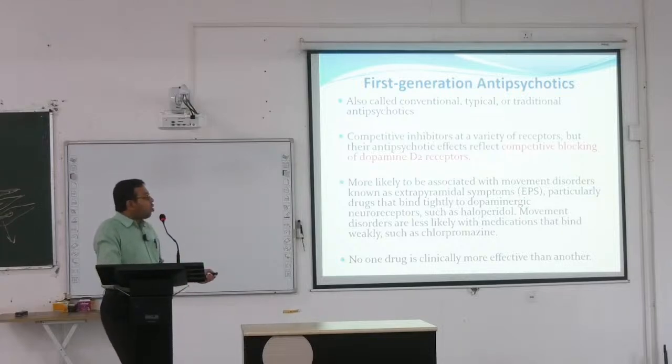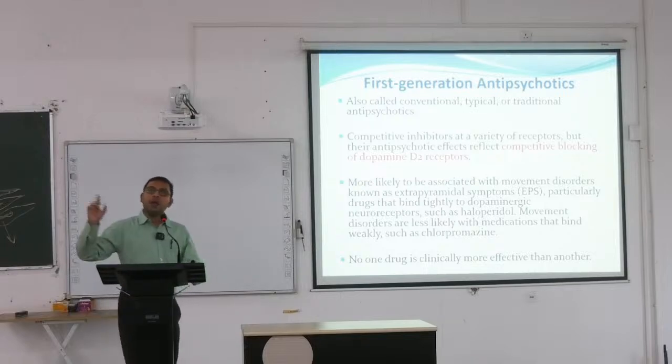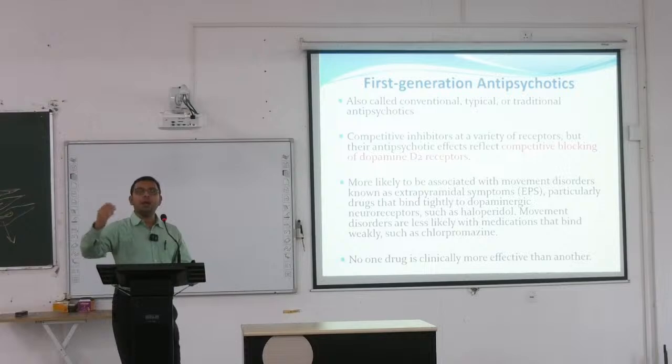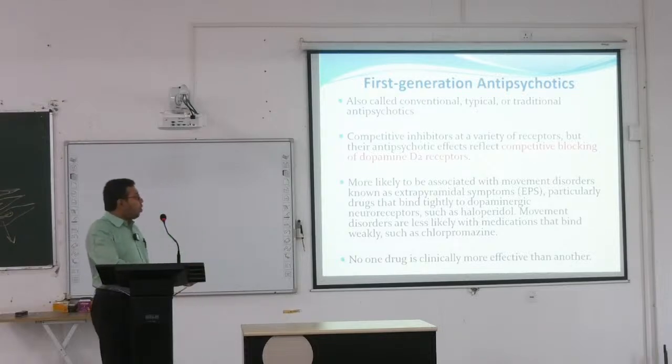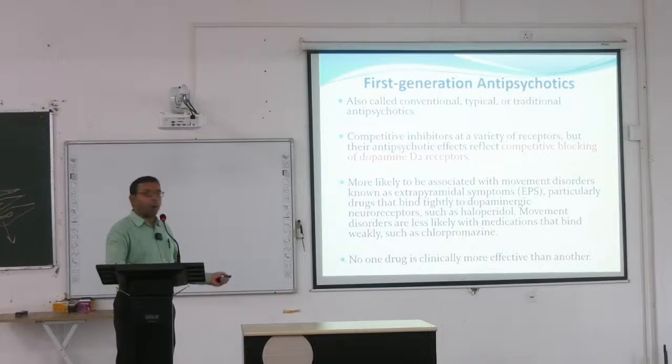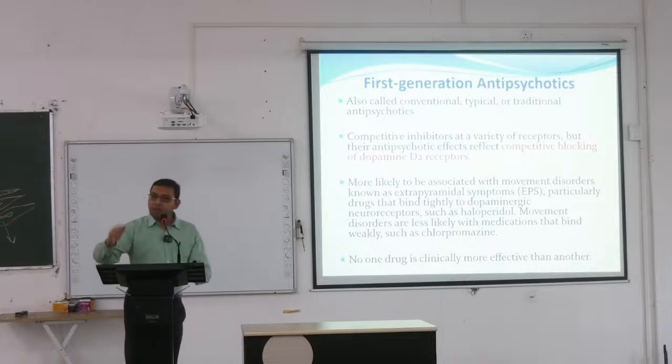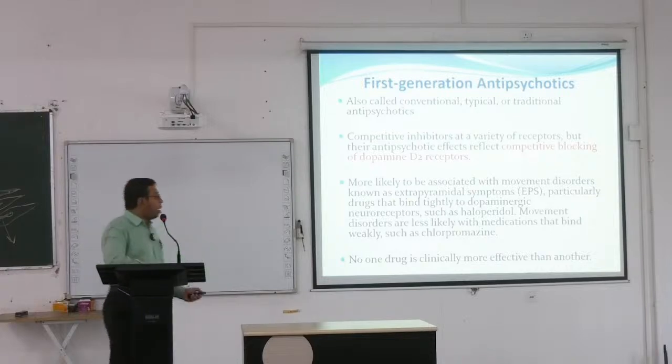And these are also associated with movement disorders. Those drugs that block the dopamine receptors also cause some types of movement disorders. These are the adverse effects of these typical antipsychotic drugs. These are also known as the extrapyramidal symptoms. Extrapyramidal symptoms are most commonly seen in typical antipsychotics, lesser seen in atypical antipsychotics. Drugs that bind tightly to dopaminergic receptors, such as haloperidol, are quite notorious for causing these types of movement disorder. So haloperidol is associated with extrapyramidal symptoms.